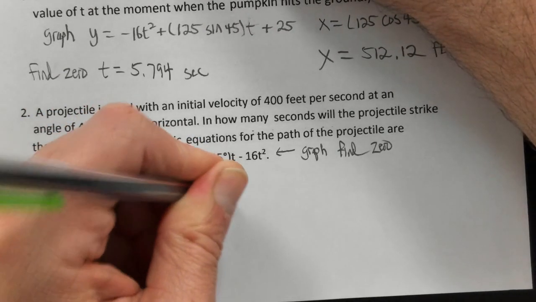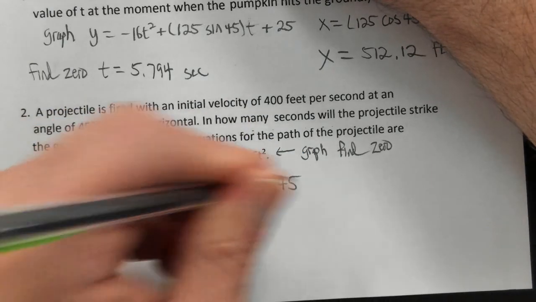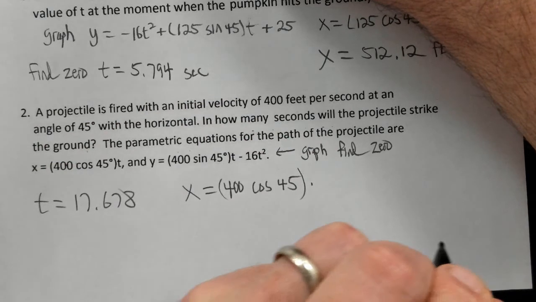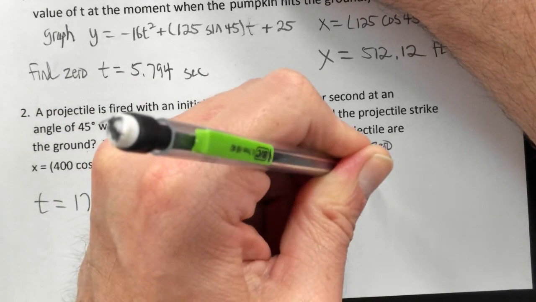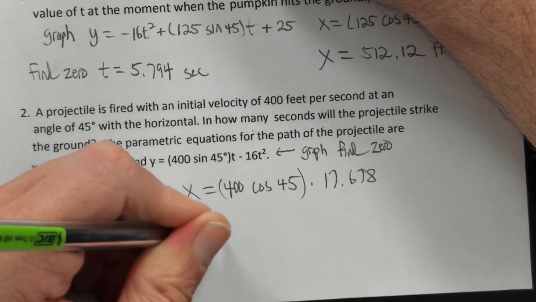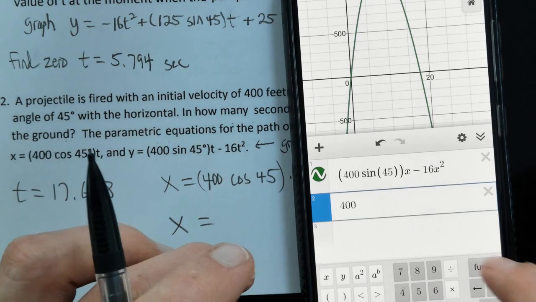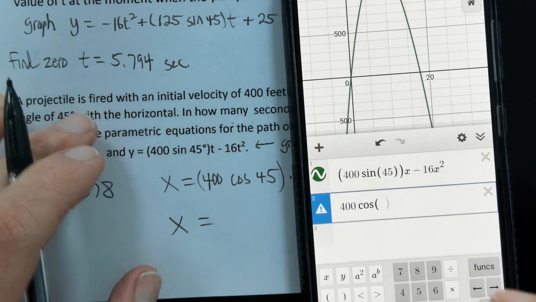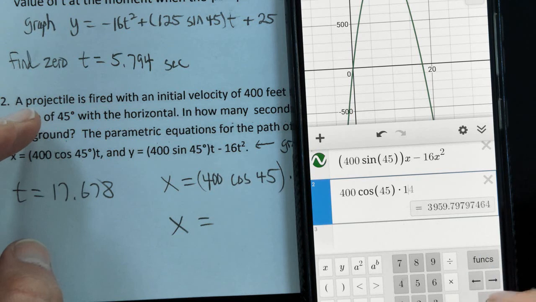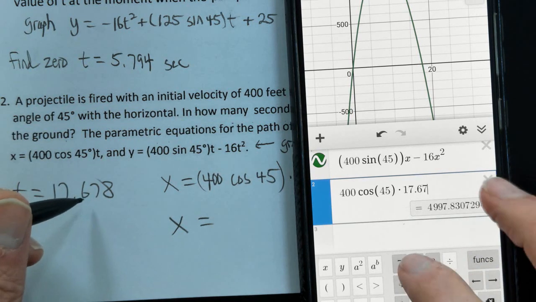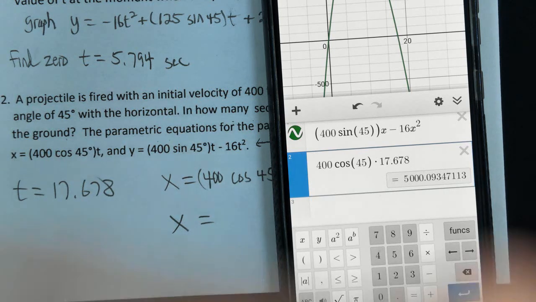X equals 400 cosine 45 times 17.678. And we'll go back into our calculator now to see what that would be equal to. So I'll go 400 times cosine of 45 times 17.678, and so we can see now that our distance is roughly 5,000 feet.